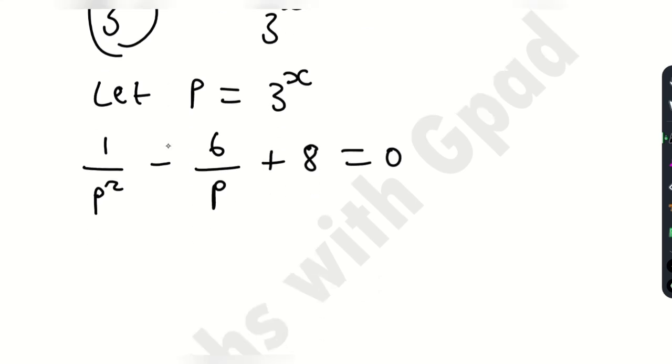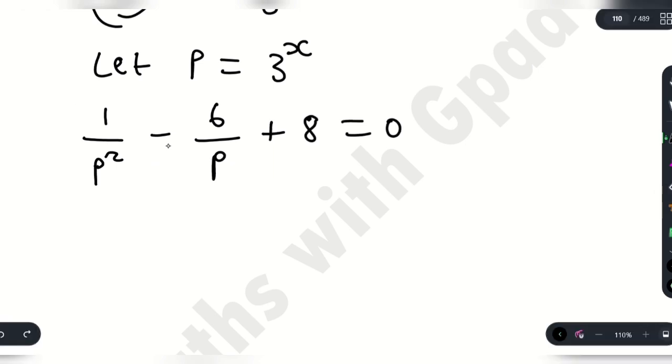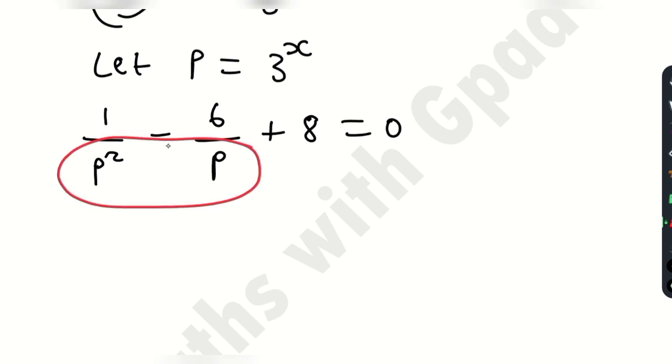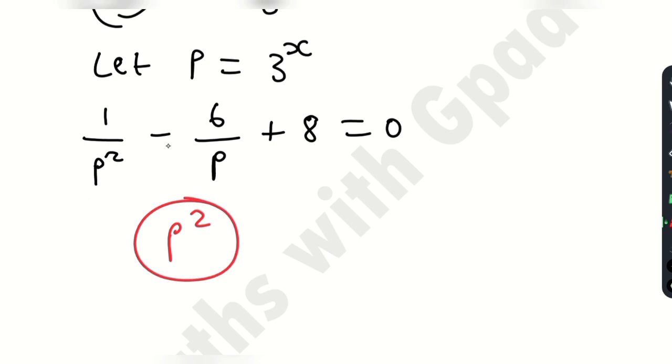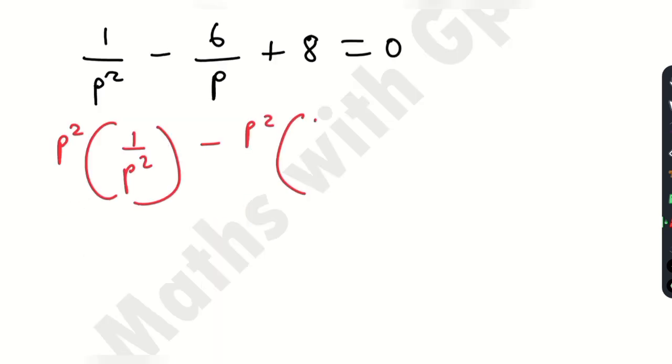Now, the next thing I will do, because I don't want a fraction here, I'm going to multiply through by the LCM of the denominators. Look at this. The LCM of p squared and p is p squared. So I'll multiply every single term by p raised to the power of 2. Then minus p squared, bracket 6 over p, close bracket, plus p squared times 8, which is equal to 0.